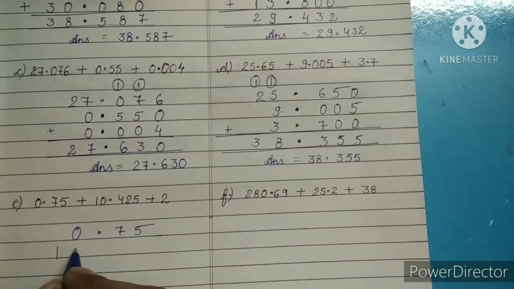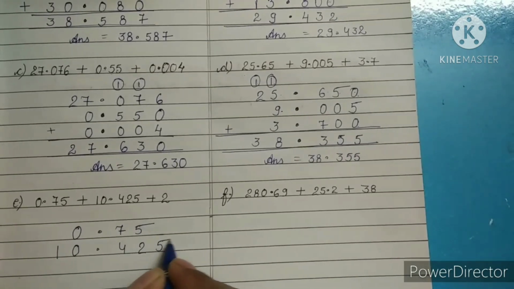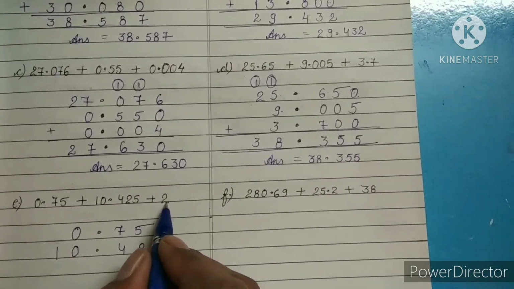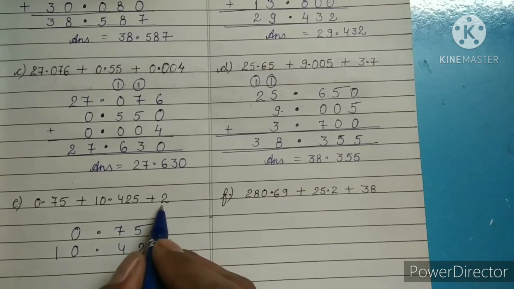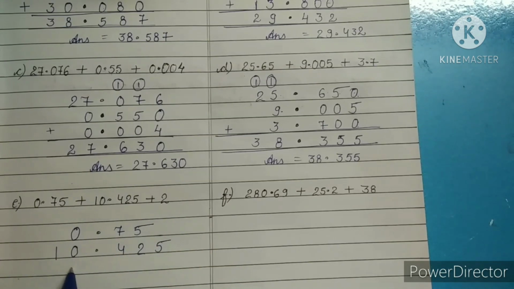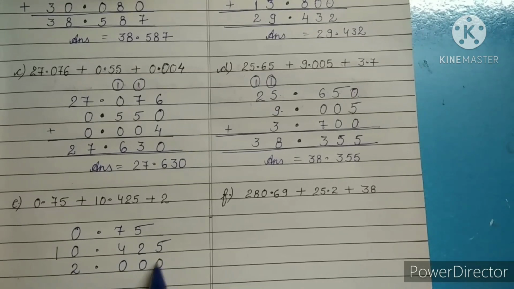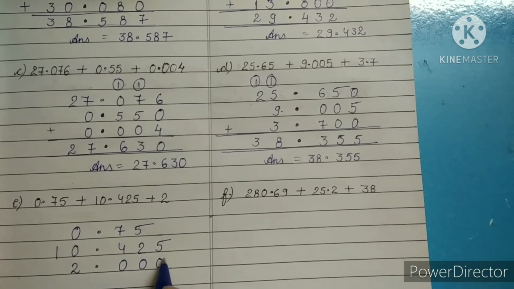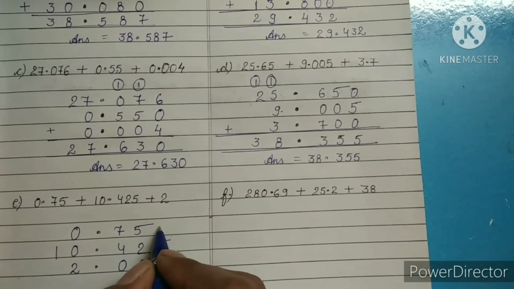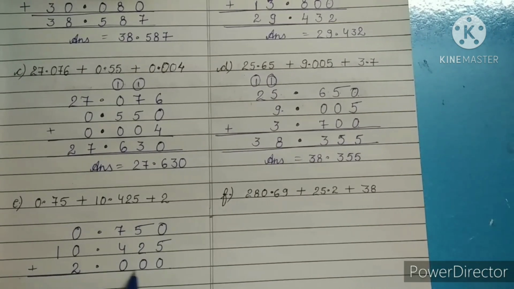Its second is 10.425, and the last value is 2, but 2 doesn't have any value in the decimal. It means 2 goes on the ones place, and in the decimal we don't have any value, so the decimal value will go as 0, 0, 0. So the ones place is also blank, so it will be filled by 0. Now we will add them.